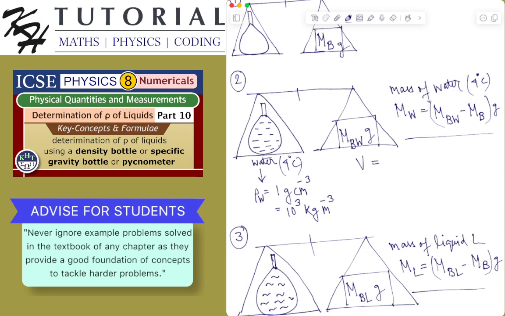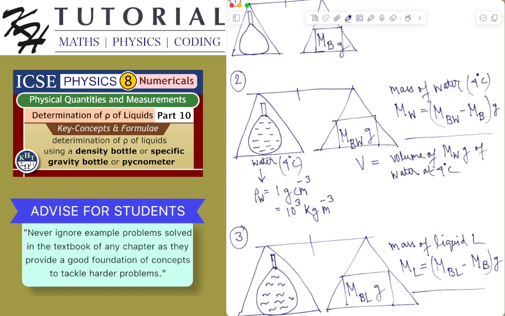V we can find from MW. What is MW? MW is the mass of water at 4 degrees centigrade. This MW is MBW minus MB gram, and we know that the volume of 1 gram of water at 4 degrees centigrade is 1 centimeter cube. So obviously we can say V is the volume of MW gram of water at 4 degrees centigrade.